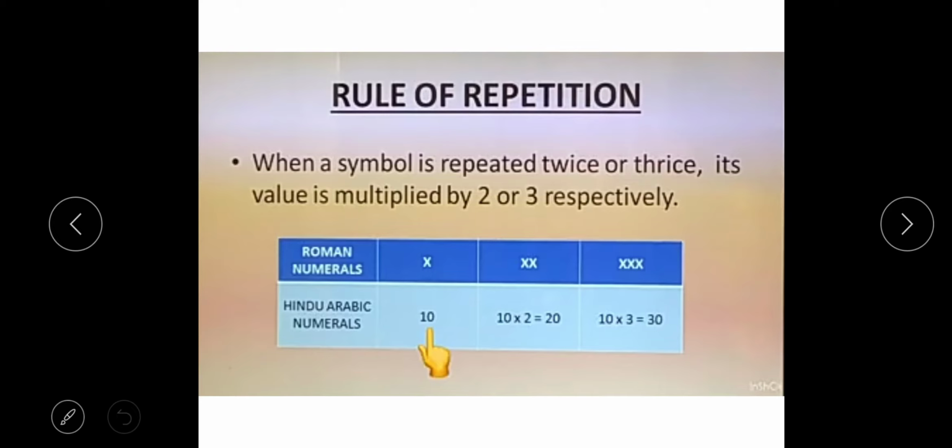See below, these are the Hindu-Arabic numerals. What is in the first box? 10. If we write 20, then what do we do? We write X 2 times, meaning 10 into 2, what do we get? 20. If we want the number 30, what do we do? We write X 3 times. 10 into 3 is equal to 30. So when a symbol is repeated twice or thrice, its value is multiplied by 2 or 3 respectively.